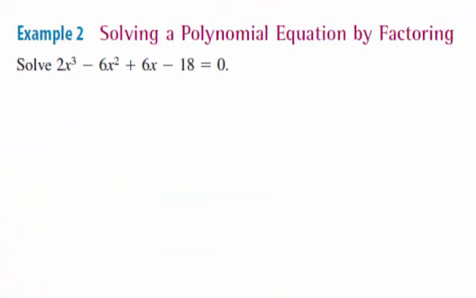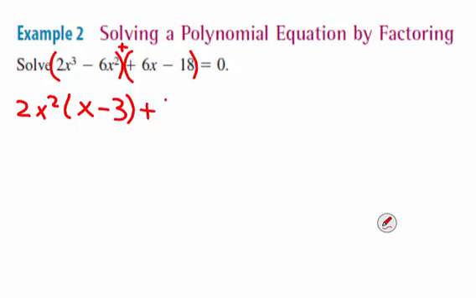Alright, so for our next example, we're going to refer back to something we did at the beginning of the semester called factor by grouping. So we're going to group the first two terms together and group the second two terms together. We also could have factored out a 2 out of everything if we wanted to at the beginning, but I did not. So notice the first two terms have a 2x squared in common, and then we have a 6 in common with the last two terms.